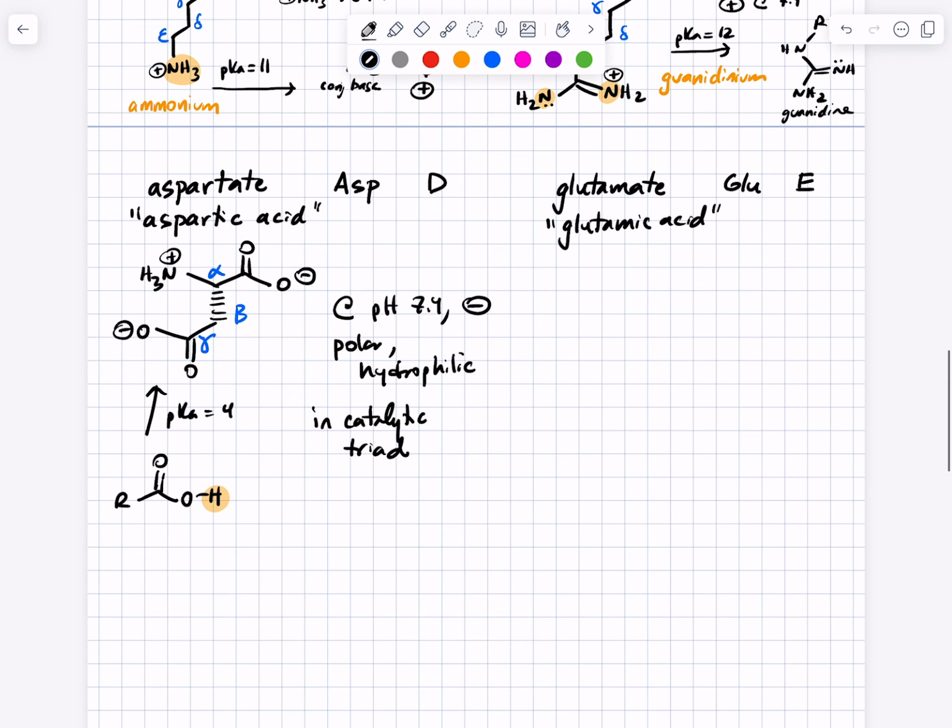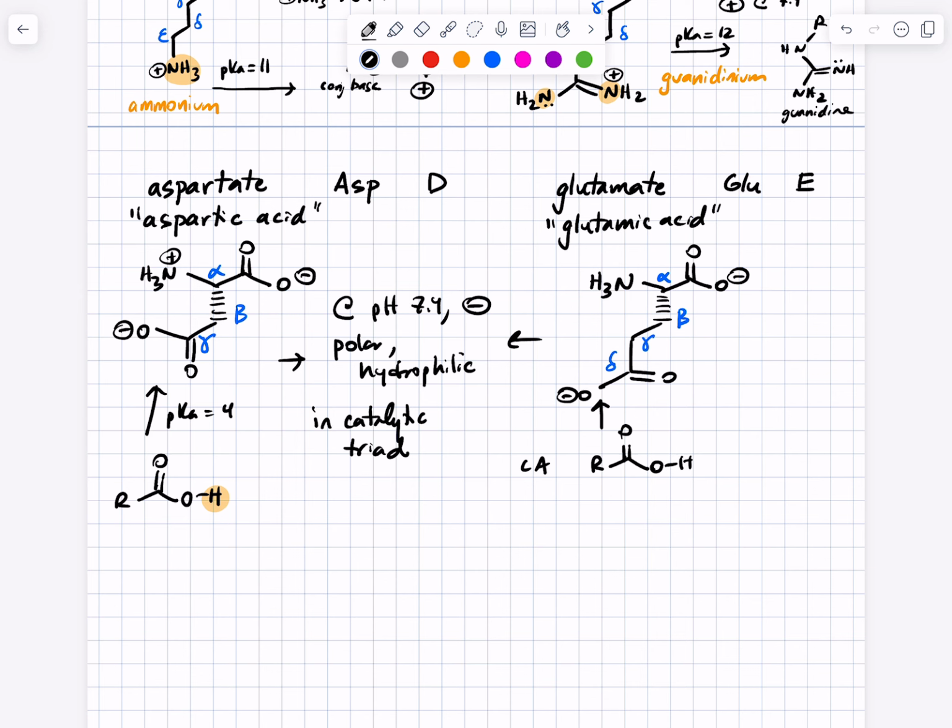That's good. All right, so glutamate is going to be just like aspartate, only there's one more carbon in the side chain. So you're going to go alpha to beta to gamma and then the carboxylate. So in glutamate, the carboxylate is the delta carbon. Other than that, same sorts of things as aspartate. Should be negatively charged at physiological pH because its conjugate acid has a pKa of 4. So it loses its proton at physiological pH.